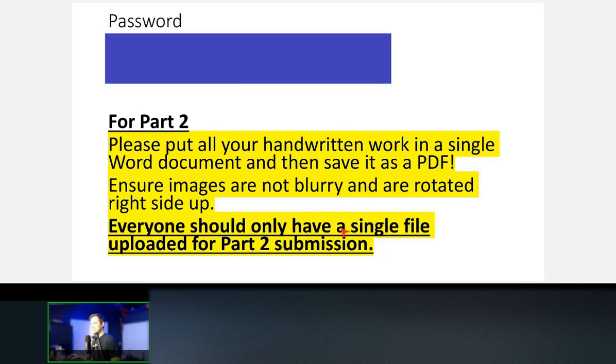When people upload 6 different pictures, it makes it really difficult to actually grade and comment on your test. And also a lot of times, even though on your phone it's right side up, when you upload the JPEG, it's sideways. It drives me nuts.